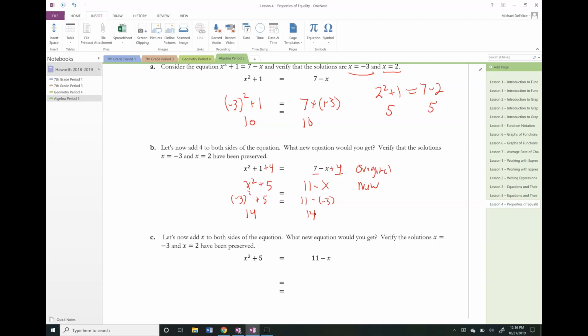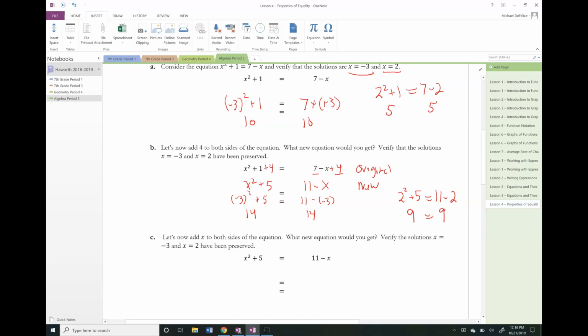Likewise, 2 would still be an answer, and we can check 2 on this side here. This should be 2 squared plus 5 equals 11 minus 2. And 2 squared is 2 times 2 is 4, plus 5 is 9. 9 equals 9.